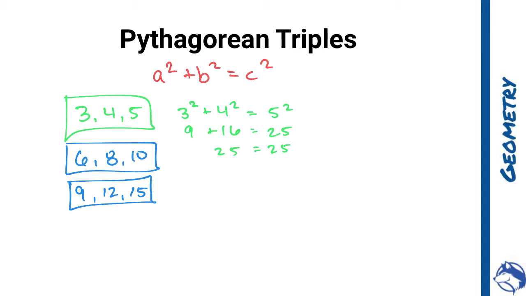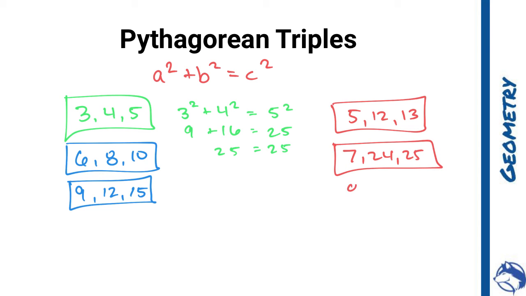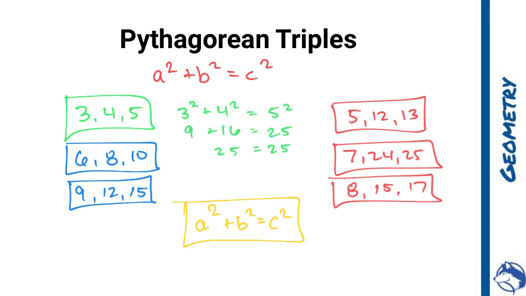But another couple sets that we could do is a 5, 12, 13. We could do 7, 24, 25, 8, 15, 17. And remember, you don't need to memorize all of these. These are just some examples, but you can always figure it out using that a squared plus b squared equals c squared. But these are what's called Pythagorean triples.